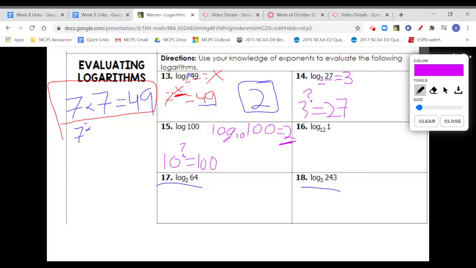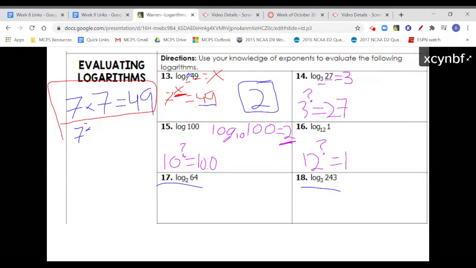Number 16, this is asking me 12 to what exponent gets me to 1. Okay, so how many times do I have to multiply 12 times itself to get to 1? I'm not convinced that's ever going to happen. 12 to the 1 would be 12, 12 to the 2 would be 144, 12 to the 3 would be some even bigger number. How do I get to 1?